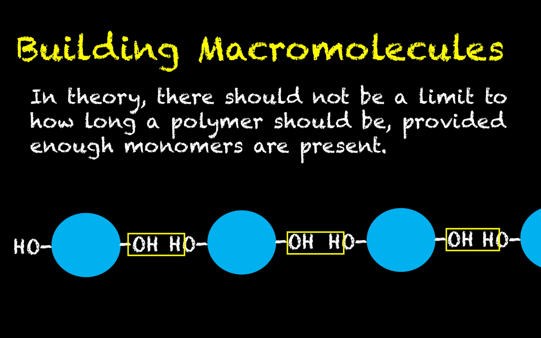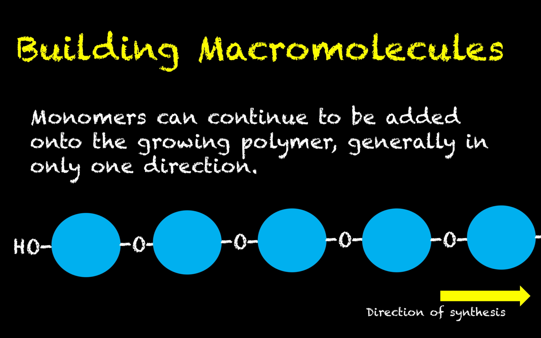provided that we have enough monomers on hand. Here you can see 4, possibly more off-screen, monomers that are lined up together, and after repeated rounds of dehydration synthesis, we can form covalent bonds between them, and we can generally, in theory, make this polymer just about as long as we want.